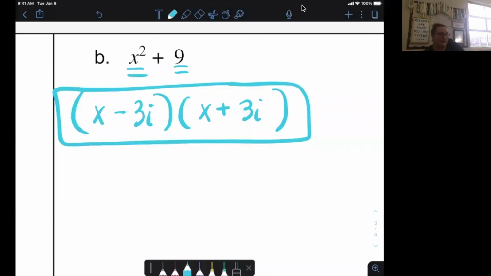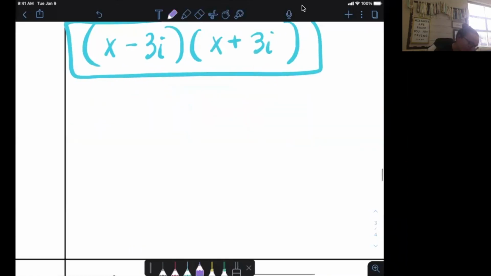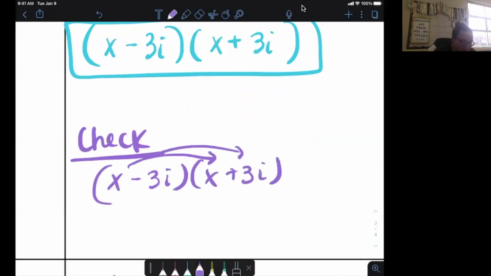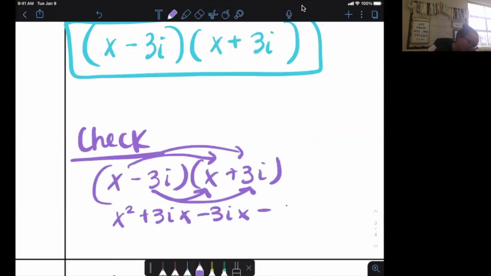So I tried x minus 3i times x plus 3i. Now let's multiply it out just to check and make sure that we are right. So x minus 3i times x plus 3i. I'm going to distribute the x to the x and the 3i, and I get x squared plus 3ix. Negative 3i times x is negative 3ix, and negative 3i times positive 3i is negative 9i squared.